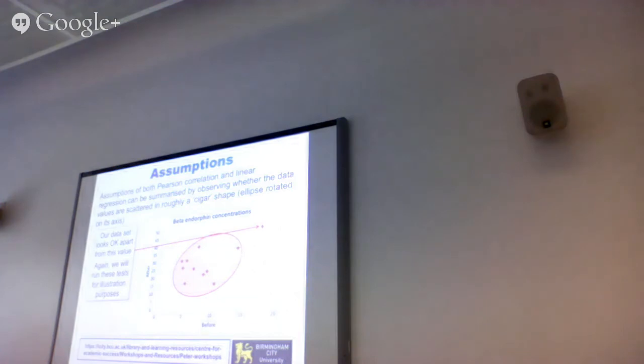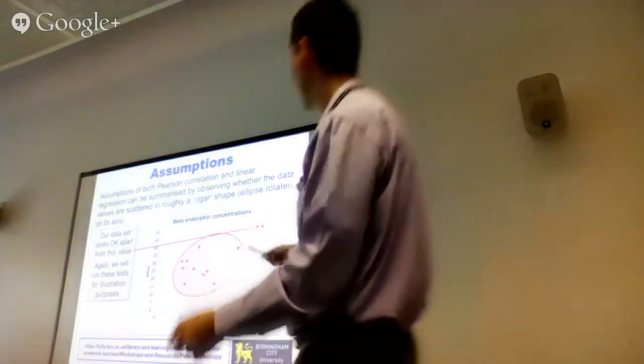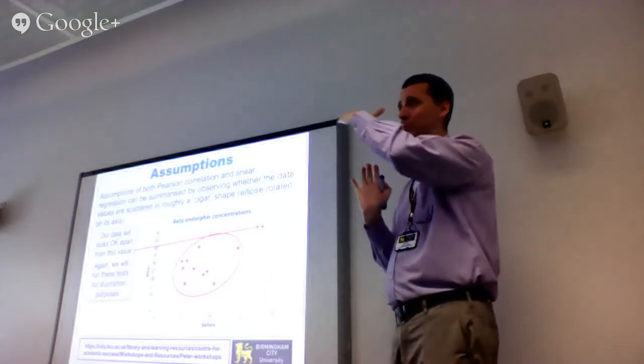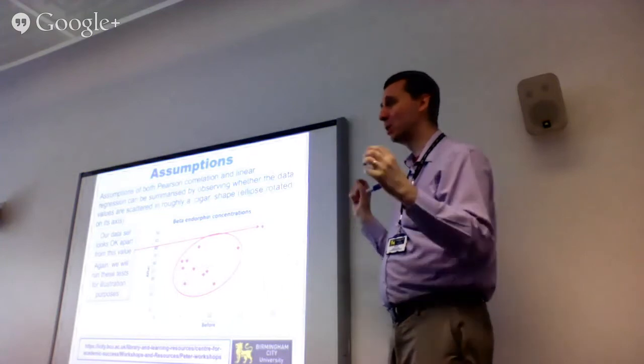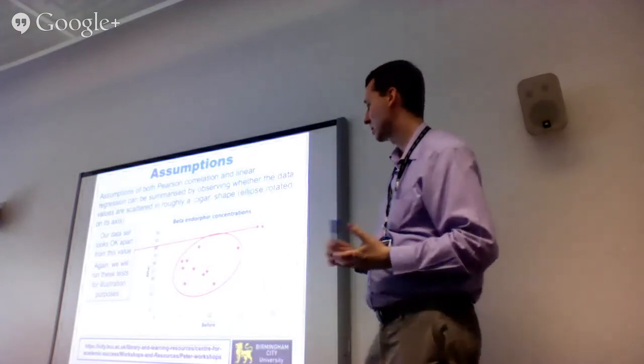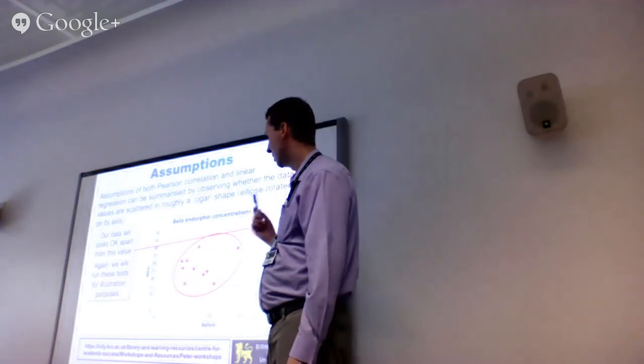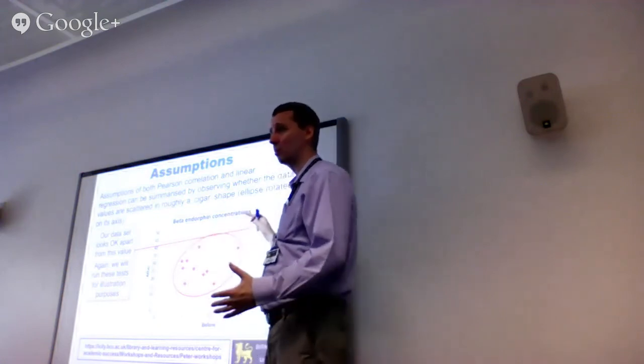Some slightly good news in terms of assumption checking. It's much easier with correlation and regression than with the t-tests. The assumption checking you can do informally just using your eye. And it's what we call a cigar-shaped scatter plot. So I don't know if this looks rather a fat cigar here. But mathematically, it's an ellipse which is rotated on its side. And it needs to cover most of the points in the scatter plot. So we've just got this one point outside, which you could worry about a bit.